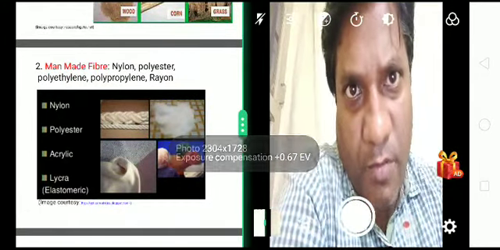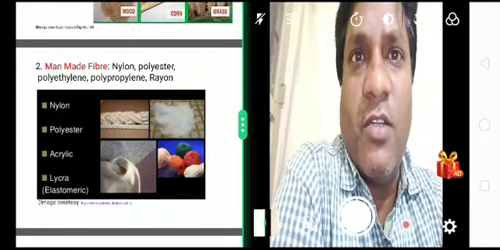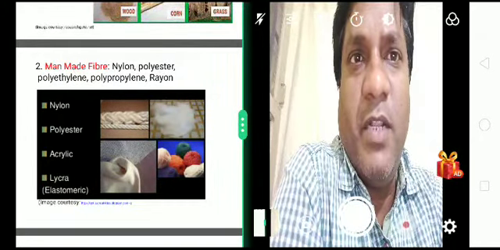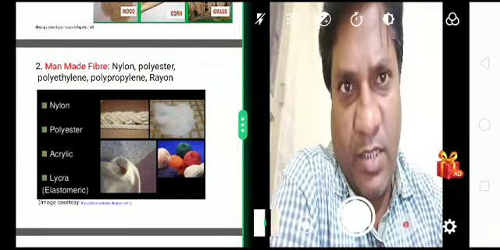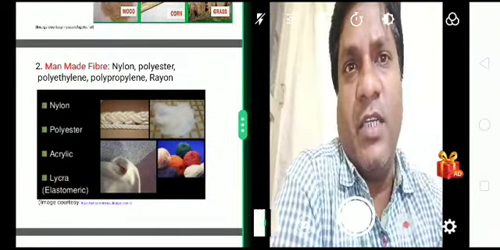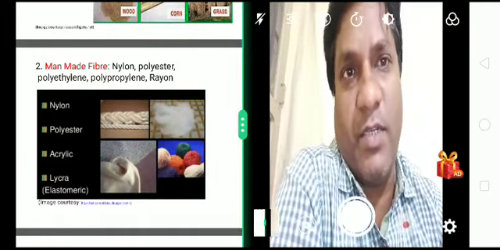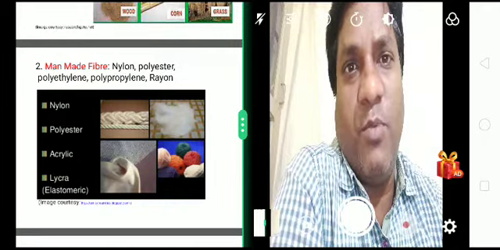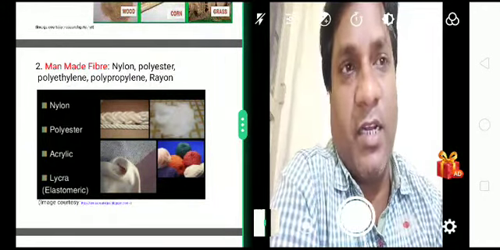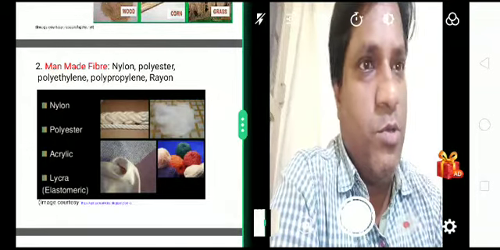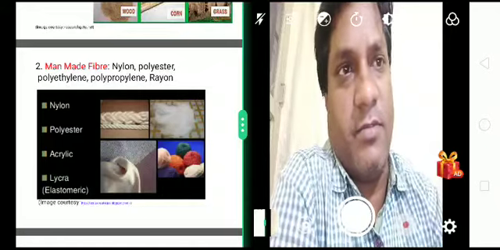Artificial or man-made fibers include nylon, polyester, polyethylene, polypropylene, rayon, etc. In the photograph, you can see the first one is nylon, out of which very strong ropes are made. Then you can see polyester, acrylic, and lycra. Lycra is usually used to make stretchable fabric, stretchable materials.